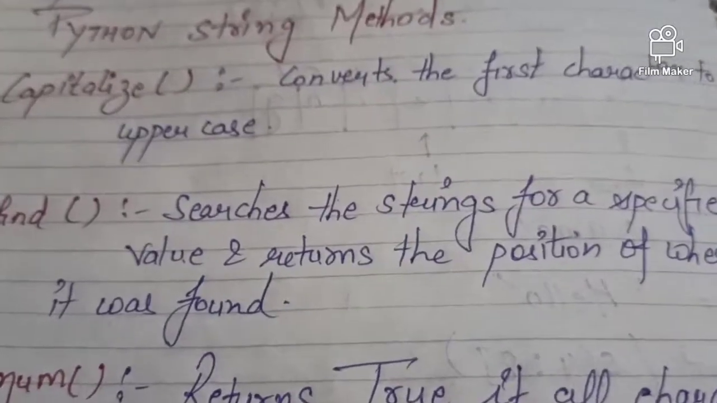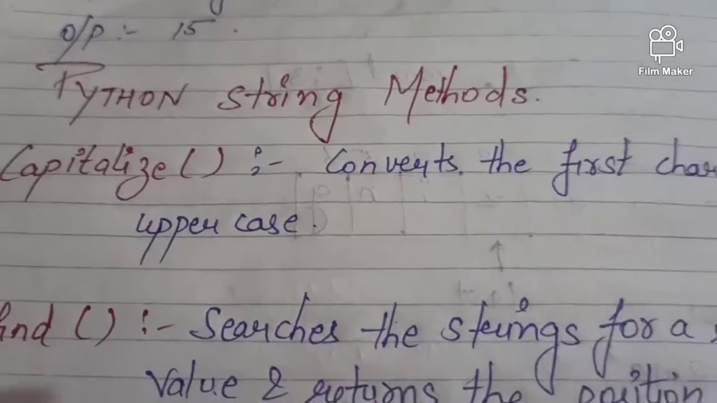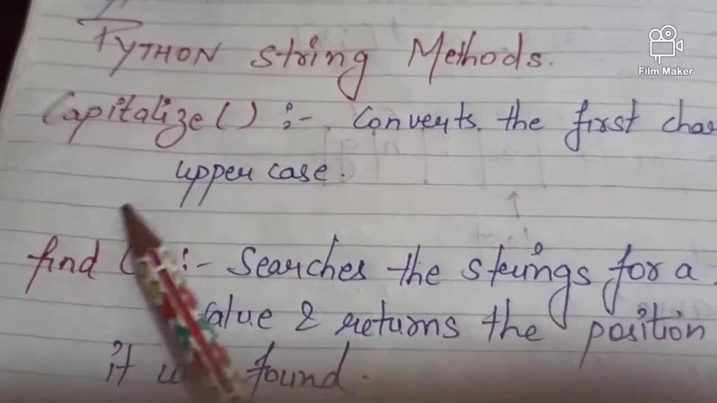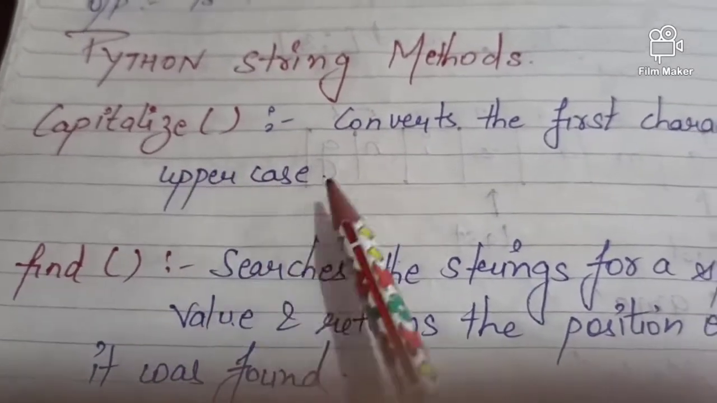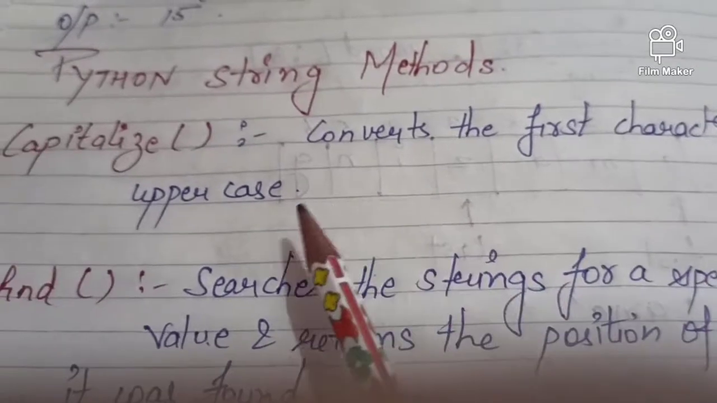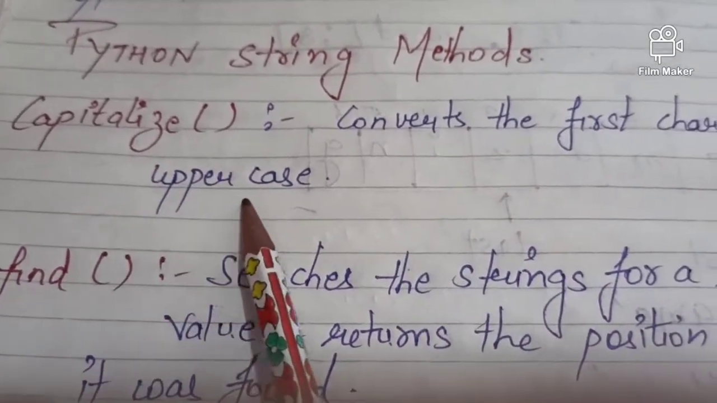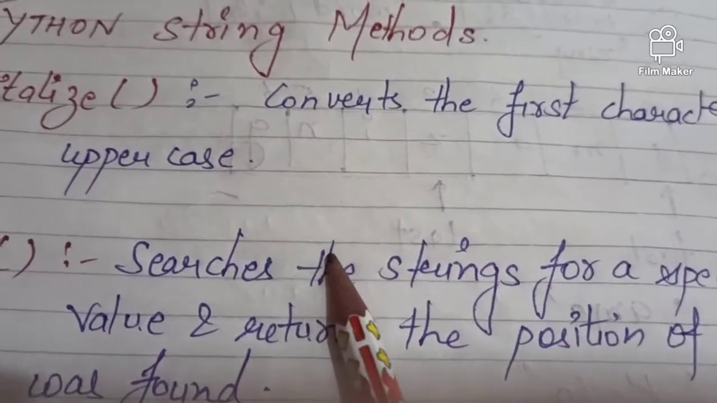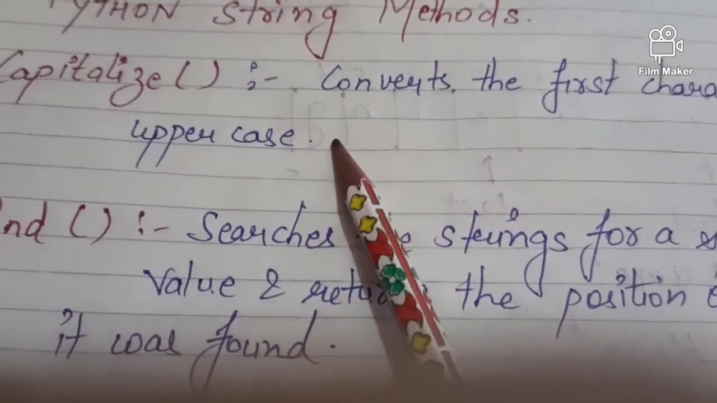Yes, so now we shall discuss our Python string methods. There are a few string methods in Python that we are going to discuss one by one. The first is the capitalize method, and this is the way of writing it. What is the role of the capitalize method? It converts the first character to uppercase. You all know the meaning of capitalize: whatever text you have written, it converts the first character to uppercase.